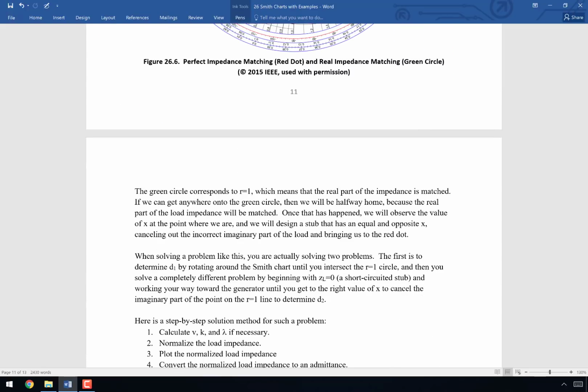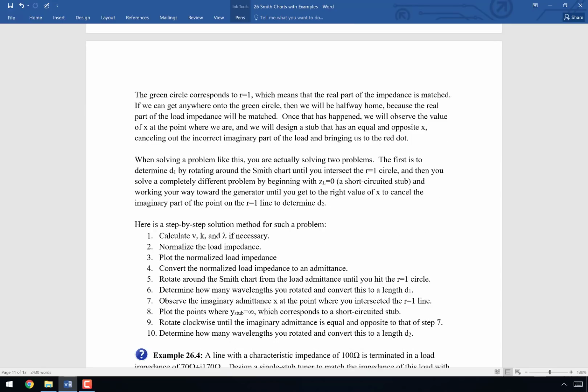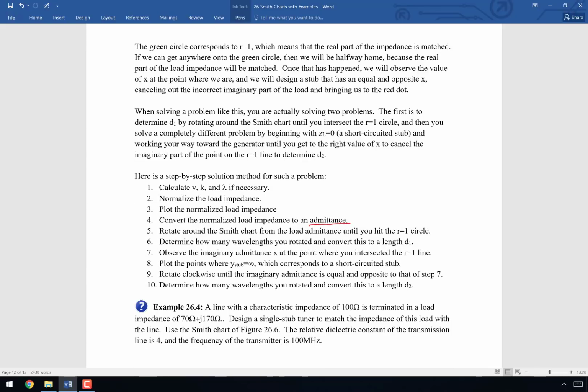So I've got here a step-by-step process of how we would do the single stub tuner. We would calculate V, K, and lambda if necessary. Normalize the load impedance, plot the normalized load impedance, then we convert it to an admittance. We already saw how to do the conversion to an admittance. We just simply go 180 degrees around the circle. So we can convert it to an admittance because admittances in parallel are going to add.